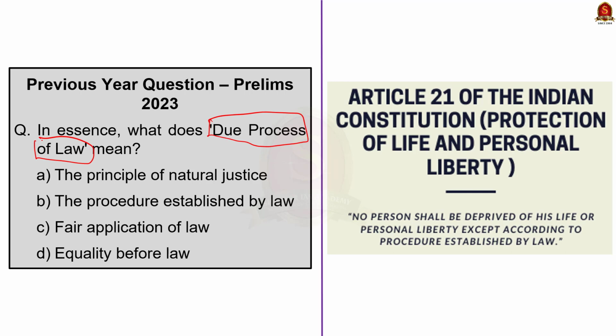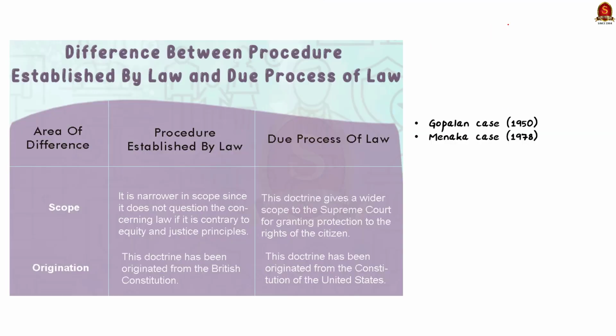As you know, Article 21 of the Indian Constitution declares that no person shall be deprived of his or her personal life or liberty except according to the procedure established by law. This right is available to both citizens and non-citizens. But in the famous Gopalan case of 1950, the Supreme Court interpreted Article 21 in a narrow sense. It ruled that Article 21 protects only against arbitrary executive action and not against arbitrary legislative action.